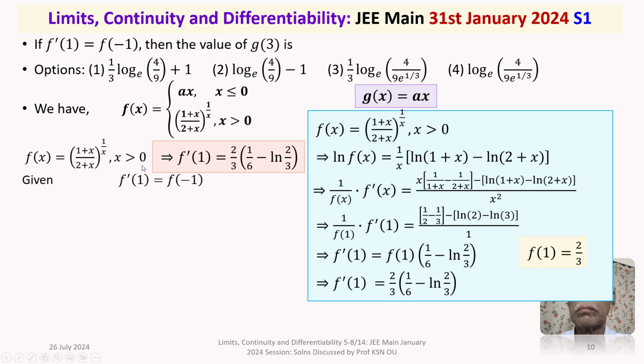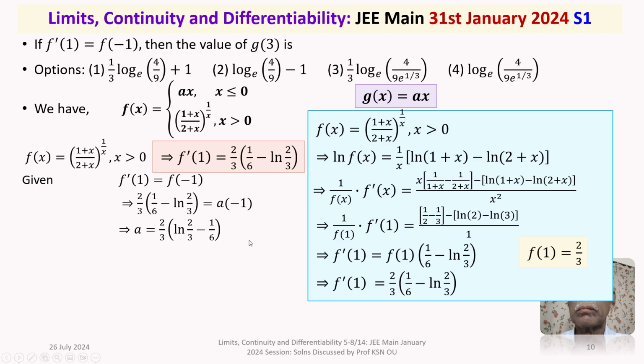So given f prime 1 is equal to f of minus 1. If you want the value of f at x is equal to minus 1, you have to go here, that is when x is less than or equal to 0. So minus 1 is less than or equal to 0, there you substitute a into x, a into minus 1. So f prime 1 value as it is, it is equal to f of minus 1, which is a into minus 1. So the value of a will be 2 by 3 into minus, we have taken inside, ln of 2 by 3 minus 1 by 6.